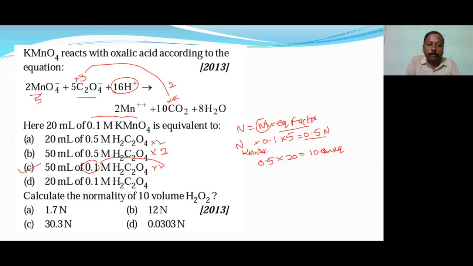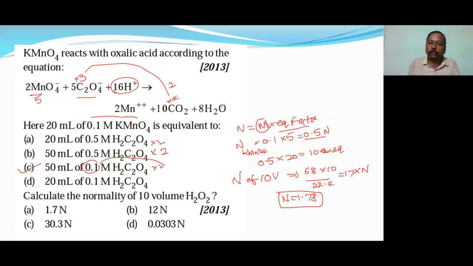Calculate the normality of 10 volume H2O2. This is the procedure. Here the volume strength of H2O2 is given, which means 10 liters of O2 is produced from 1 liter of solution. Here it will be 68; from where we got it? Its molecular mass is 34 and the equivalent factor is 2. So we got 68 into 10 divided by 22.4 liters.